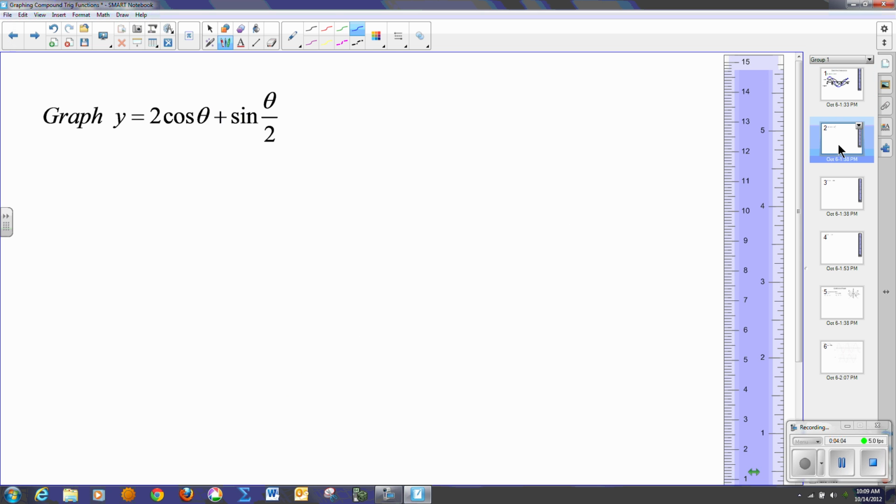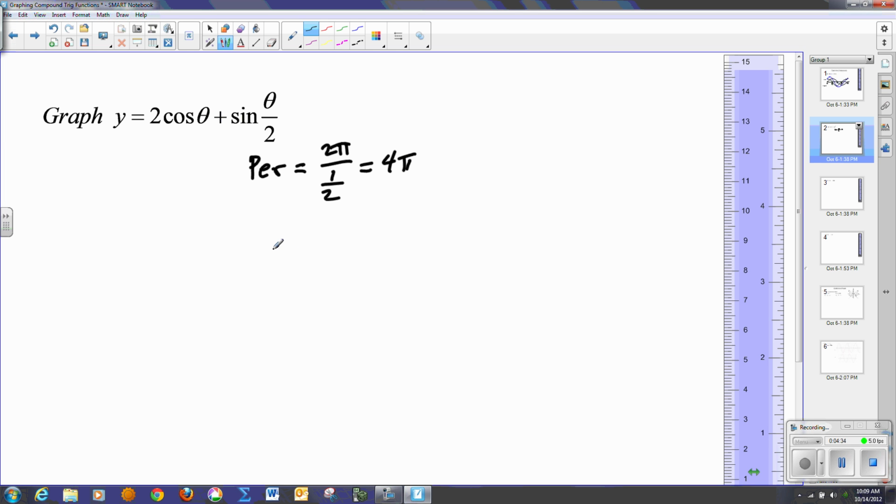Let's do another one. So now we're going to graph two trigonometric functions with different periods. So I've got to be a little more careful in this case. What I'm going to do is first find the period of this function. I know the period of sine of pi over 2 is equal to 2 pi over the k value, which is 1/2. So the period is actually 4 pi.